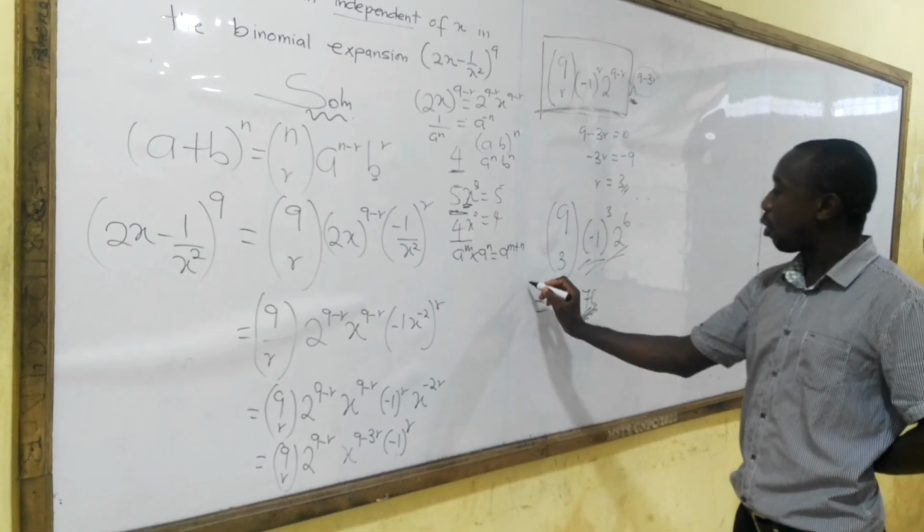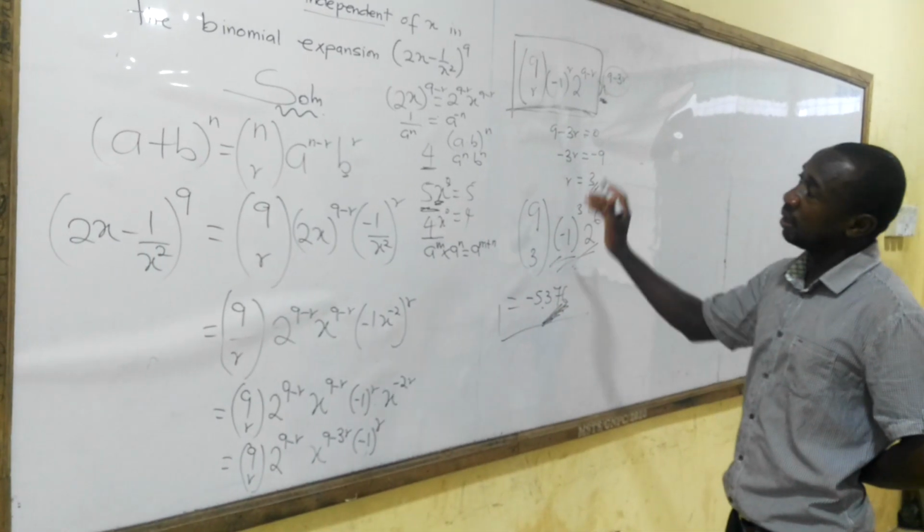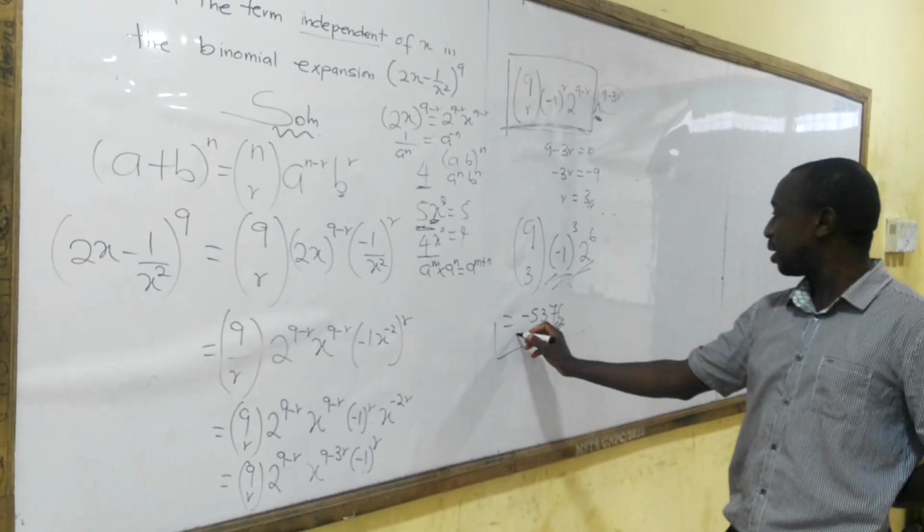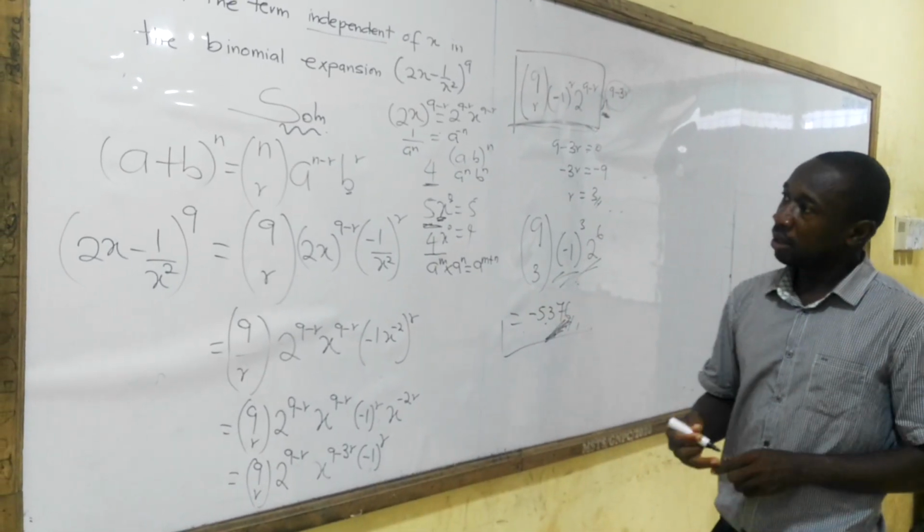So that is all for this particular question. The term that is independent of x is negative 5376.